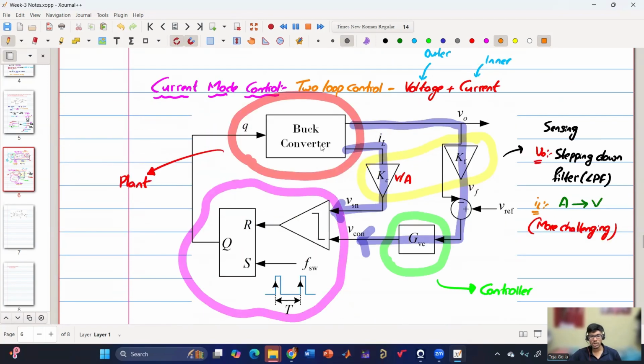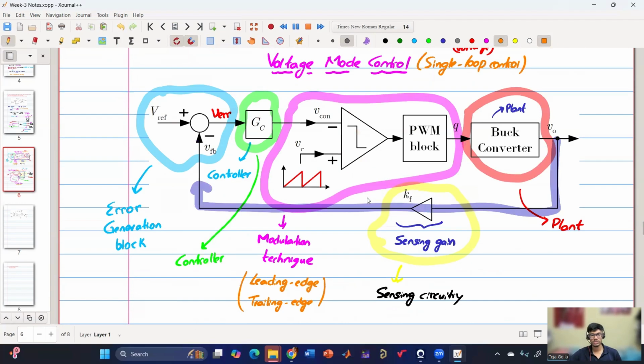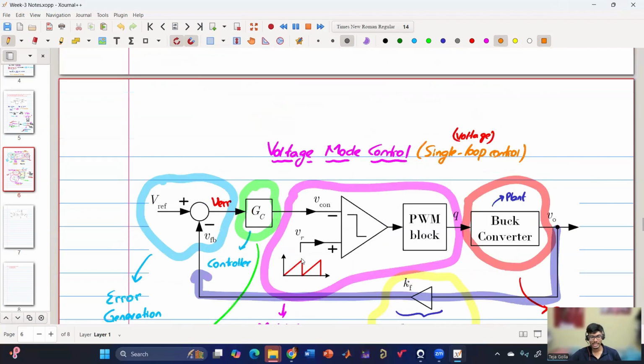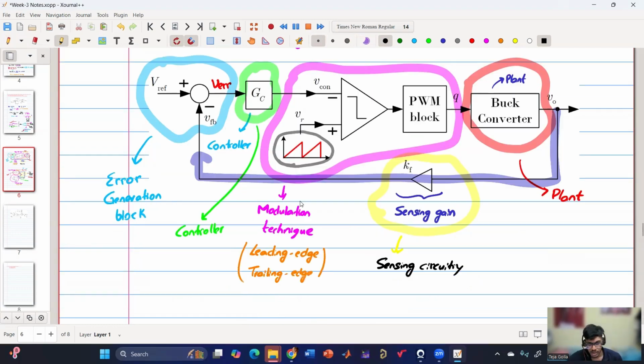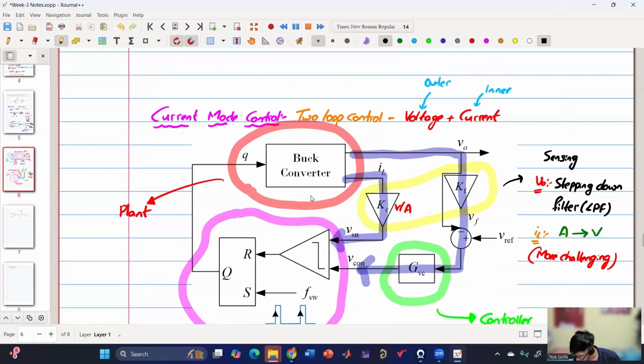Here, the outer voltage loop, whatever is coming, is being compared with the current which is in the inner loop. If you see here, we have one loop and it is compared with the sawtooth. Now, instead of this sawtooth, we are not comparing with sawtooth. Instead, we are comparing with this current only.